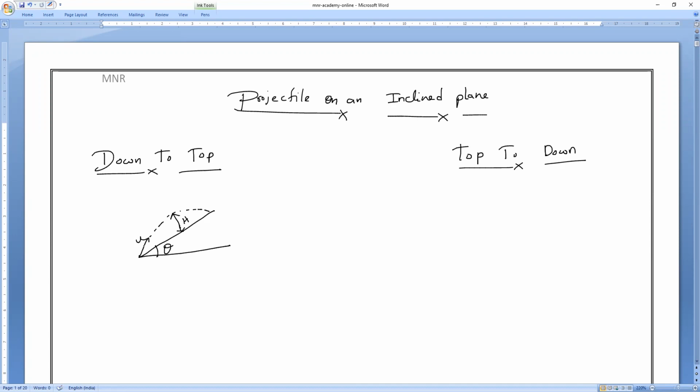It is called down to top. If I take, for example, this inclined surface, and I throw the body with the initial velocity u like this, the body will go like this and fall like this. In this case, this is the maximum height attained by the body, and this is what we used to call top to down.